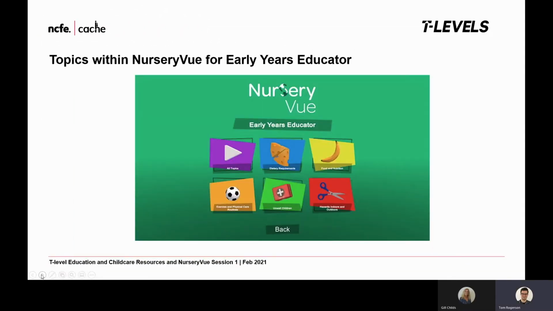NurseryVue is divided into 5 key topics across both levels: dietary requirements, food and nutrition, exercise and physical care routines, unwell children, and hazards indoors and outdoors. One thing to note is that all children and exercises presented in each topic are randomly generated when accessed.